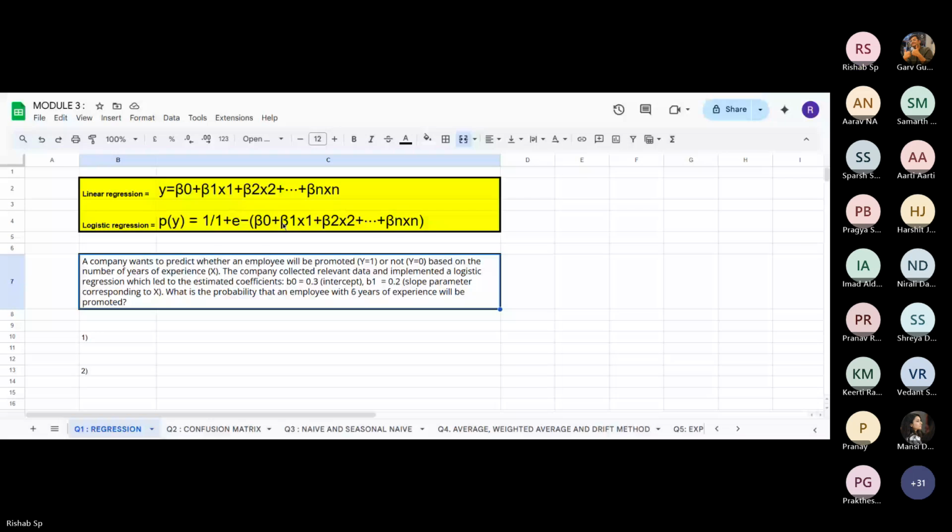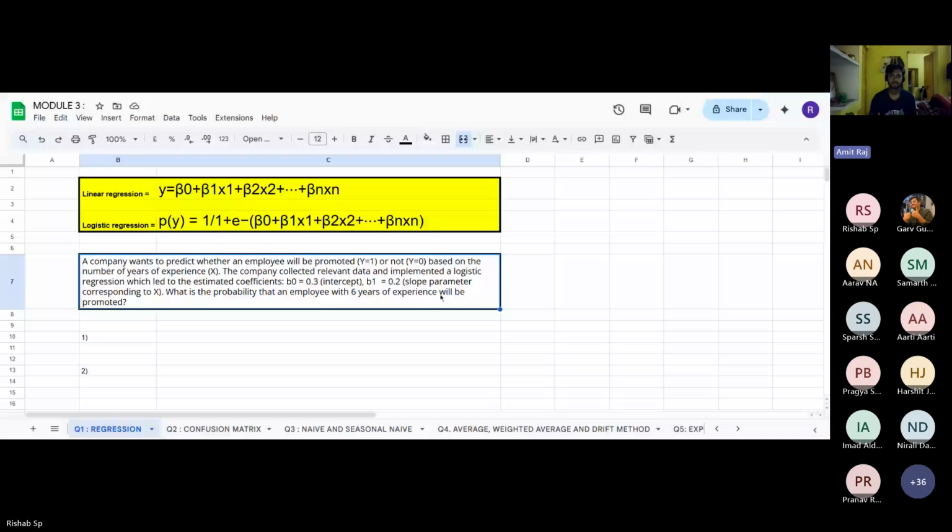So we have to find the slope parameter corresponding to S. This is the intercept. What is the probability that an employee with 6 years of experience will be promoted? That is what we need to predict, the dependent variable.